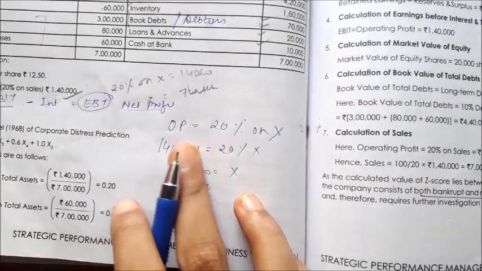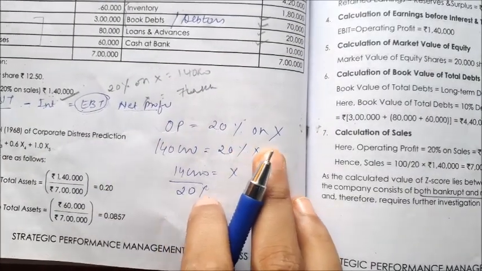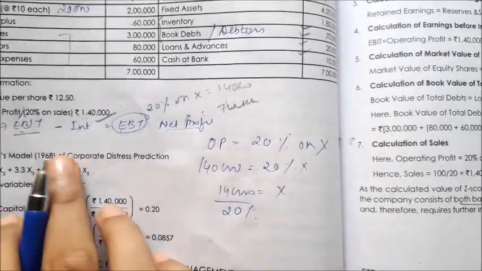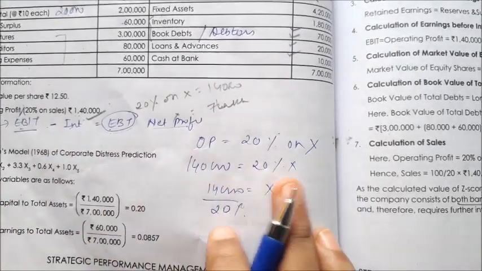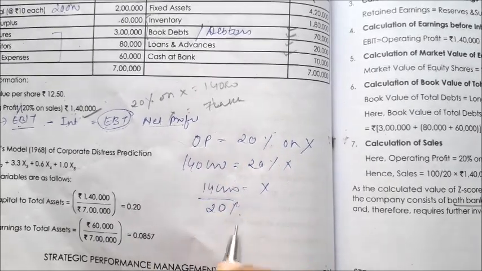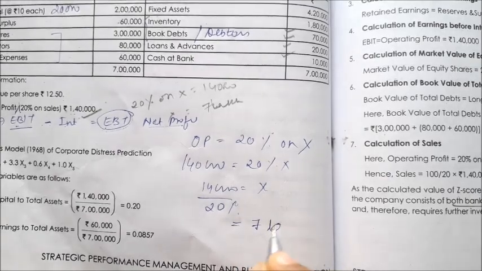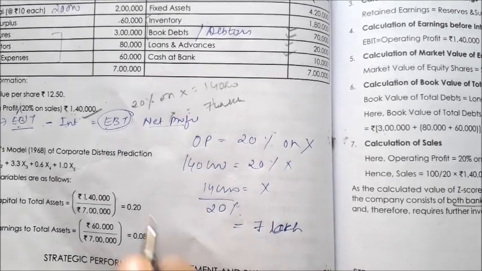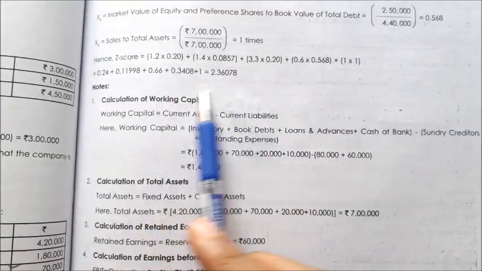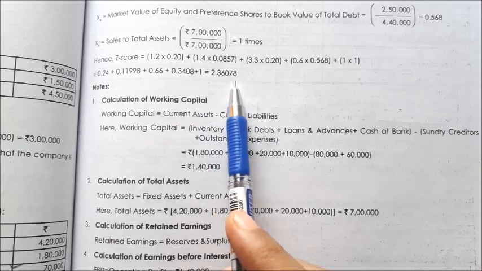Operating profit is 20% on sales, so we have taken sales as X, and operating profit, already 1,40,000, is given. 20% of X will remain here. If we divide, we will get 7 lakh. So this is how we got all the values. Now just putting it into the formula, we will get the value as 2.36078.